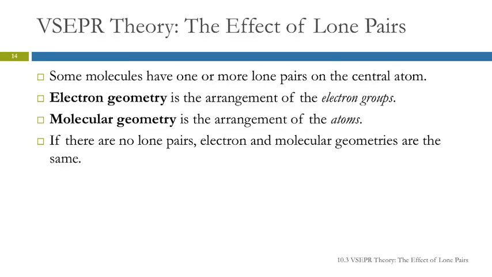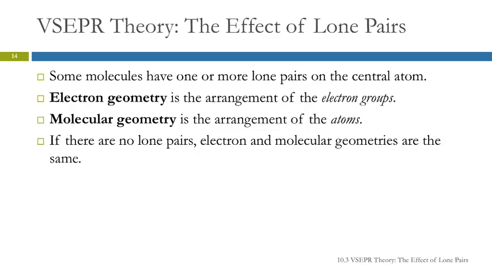Okay, so we looked at different geometries with electron groups, but all of those electron groups were bonds. Okay, some of them were double, but they were all bonds. Some molecules have a lone pair, or more than one lone pair, on the central atom. And so then we have to describe the shape of that a little bit differently.